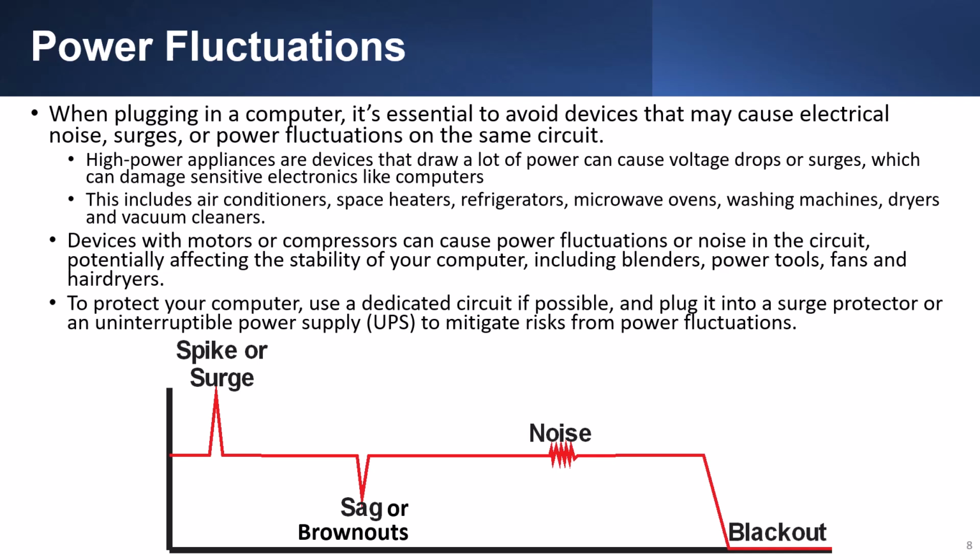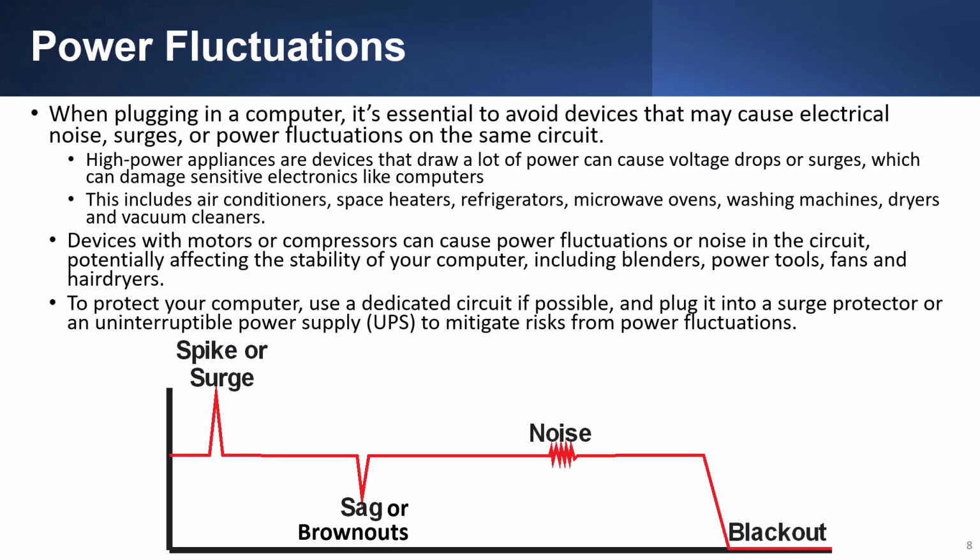When plugging in a computer, it's essential to avoid devices that may cause electrical noise, surges, or power fluctuations on the same circuit. High power appliances are devices that draw a lot of power, can cause voltage drops or surges, which can damage sensitive electronics like computers. This includes air conditioners, space heaters, refrigerators, microwave ovens, washing machines, dryers, and vacuum cleaners. Devices with motors and compressors can cause power fluctuations or noise in the circuit, potentially affecting the stability of your computer, including blenders, power tools, fans, and hair dryers.